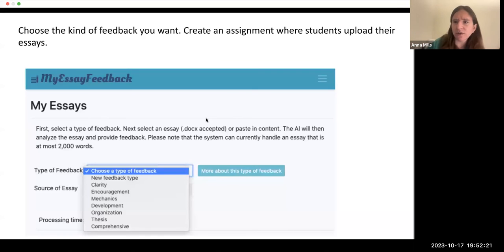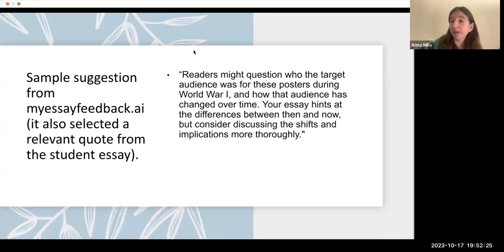So the instructor sees what feedback they're getting. They can ask the instructor for help. They're prompted to reflect on it critically. And there's been some pretty decent feedback coming through this system. It will even quote from the student essay to support a point. Many of the suggestions have been decent, but not all.